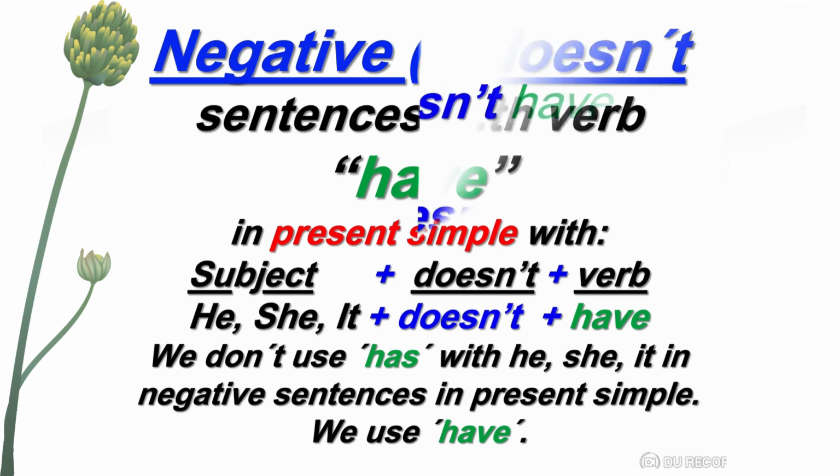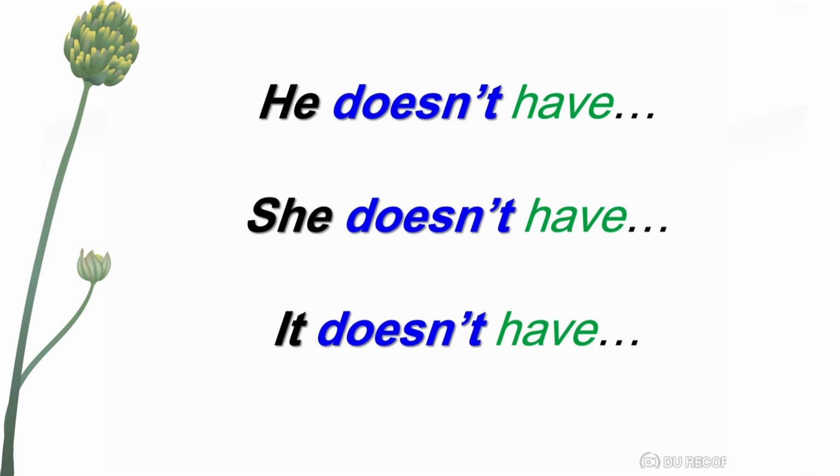Let's continue. Remember, he doesn't have, she doesn't have, it doesn't have. Some students say, with he, she, it, we use has. Yes, we use it in the positive sentence. It's not in the negative sentence, and it's not in the question.